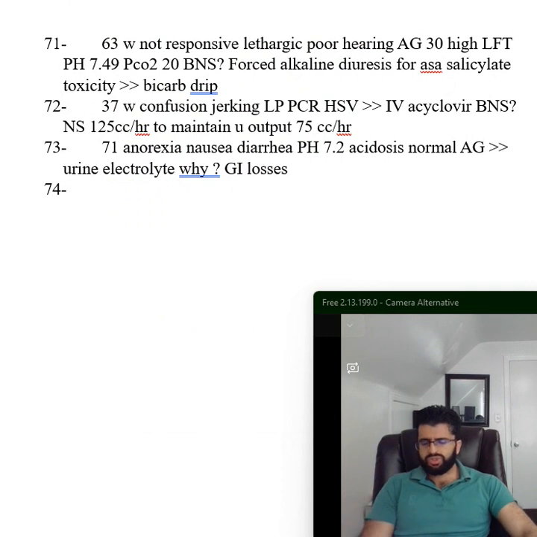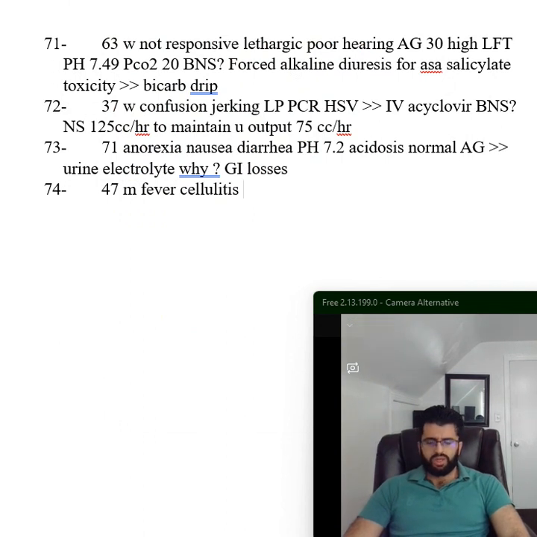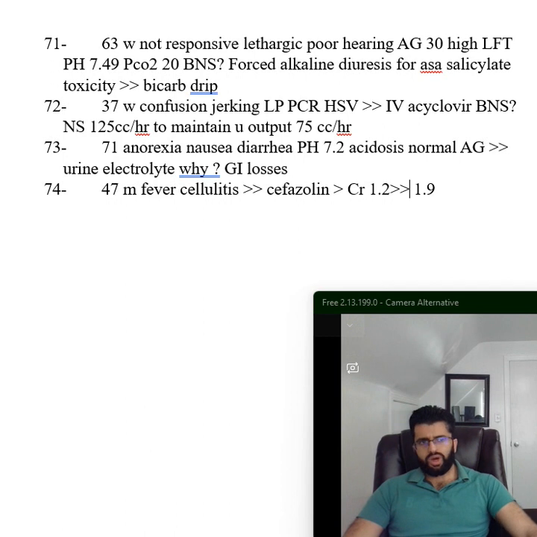Now there is this interesting case. It's very high yield, a lot of them very common high yield. So a 47-year-old man came in with fever, cellulitis. He was given clindamycin, failed clindamycin, so he was admitted and given cefazolin. After cefazolin, creatinine increased, of course, to 1.9 from 1.2. And they're asking why is that?